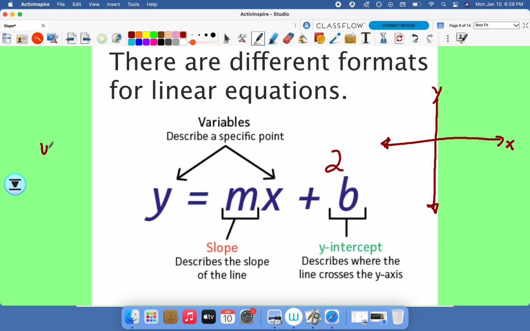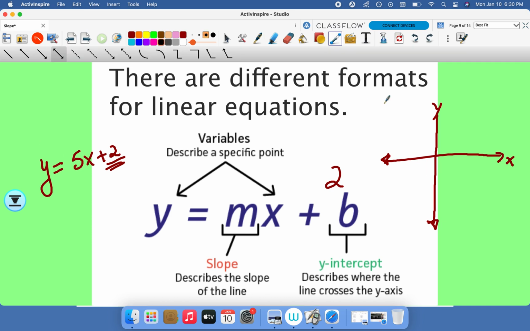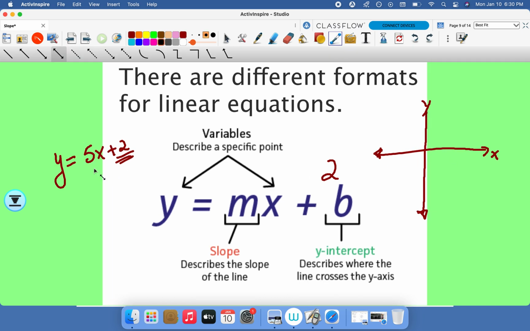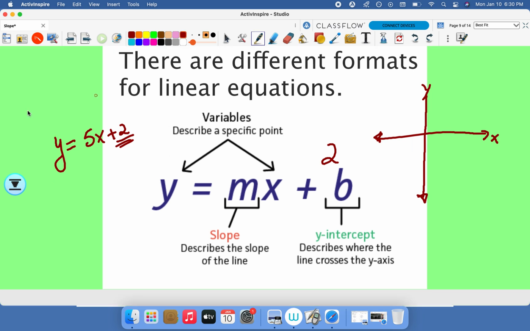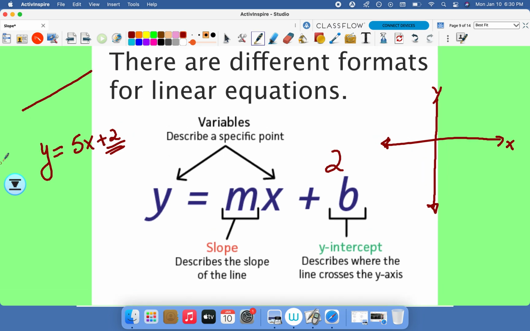So let's say your equation, just for a second, was y equals 5x plus 2. I know one thing for sure: this line is positive, first of all, because that 5 is positive, so the slope is going to be positive. So it's going to be a line that goes from left to right, going up. The one thing I do know is that the y-intercept is 2, so that line is going to cross the y-axis at 2.